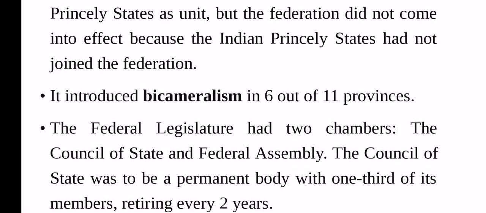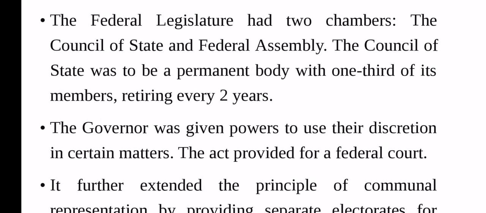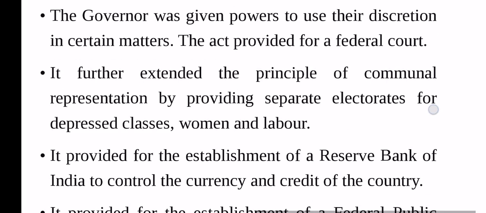It introduced bicameralism in 6 out of 11 provinces. The federal legislature had two chambers, the Council of State and Federal Assembly. The Council of State was to be a permanent body, with one third of its members retiring every 2 years. The governor was given power to use their discretion in certain matters. The Act provided for a federal court.